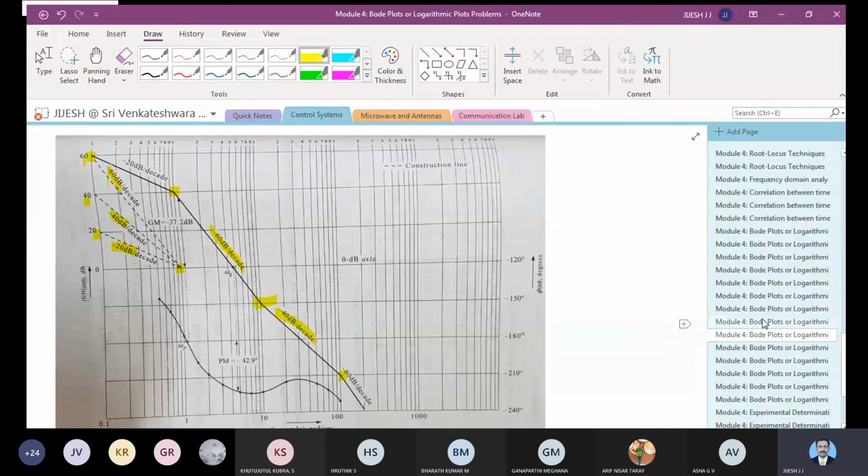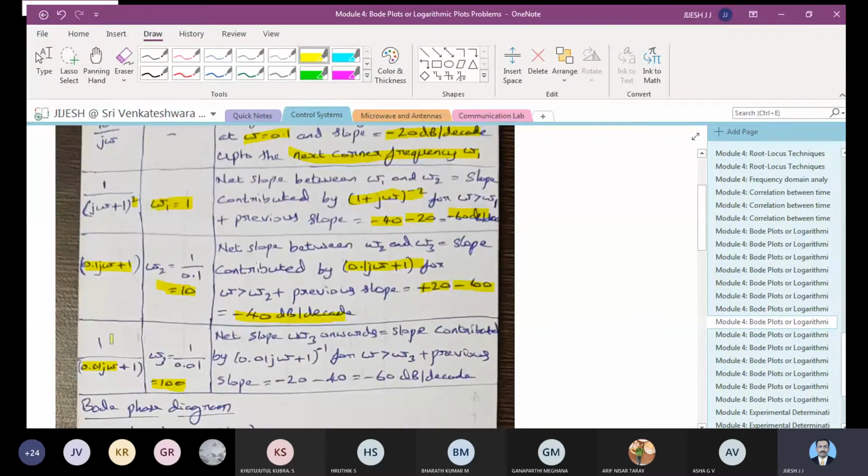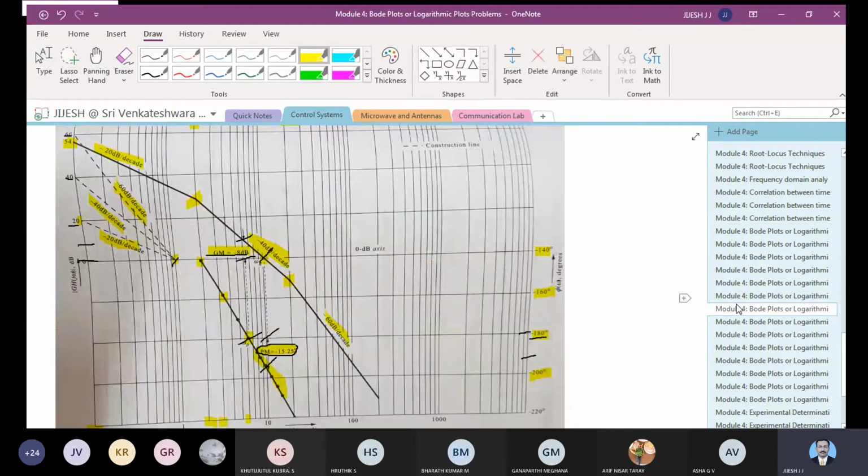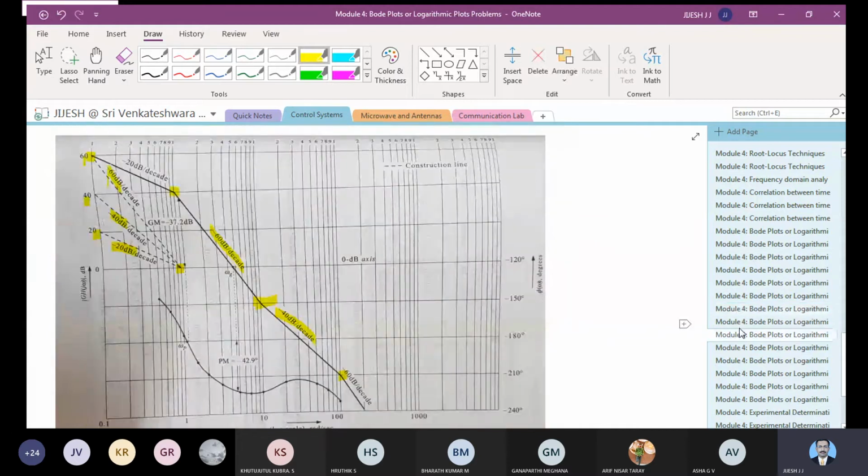So one more term is there in the table. You have to plot that, it is 1 divided by 0.01 j omega plus 1. So the term is in the denominator. When it is in the denominator, you will have a slope of minus 20, added to the previous slope. Previous slope is minus 40. Minus 20 minus 40, you will get minus 60 dB per decade. So this has to continue. You have to just take a line parallel to this minus 60 dB and draw a line there. So this is what you will get as the magnitude plot.